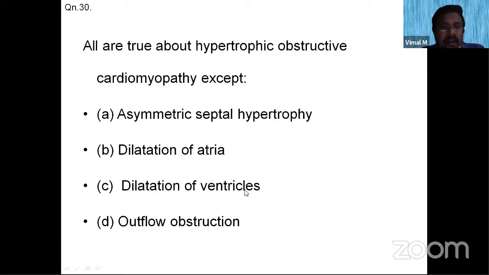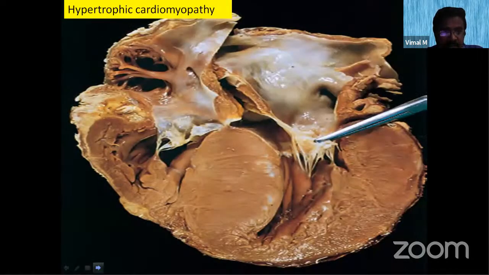So the question they have asked is, all are true about hypertrophic obstructive cardiomyopathy except. For solving these MCQs, we have to know about hypertrophic obstructive cardiomyopathy. What happens here is there will be a septal hypertrophy, and because of the septal hypertrophy, the ventricular cavity will be compressed.